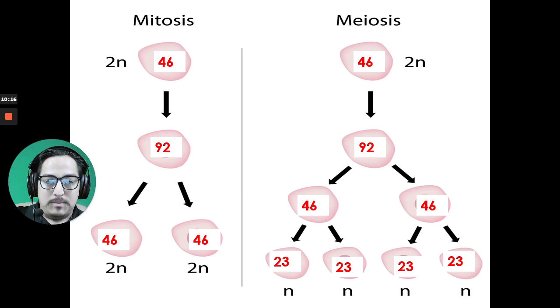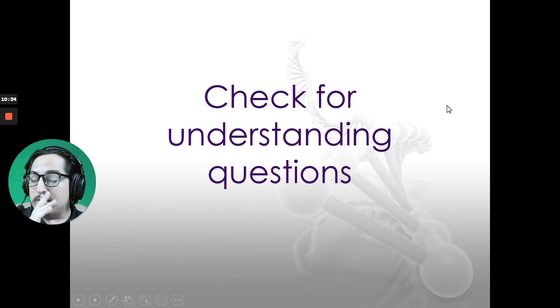Here, we're pretty much the same. But then you divide it again. So that 46 is going to be divided. Now, tomorrow I'm going to talk about why this is important. For today, I just pretty much need you to know the difference between the names and the processes, right? And let's move on. So, check for understanding questions.